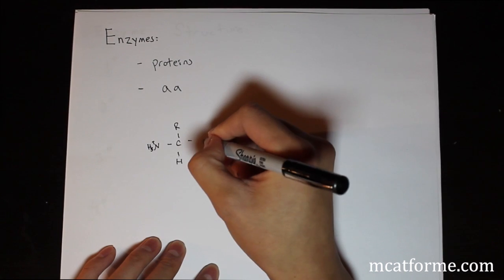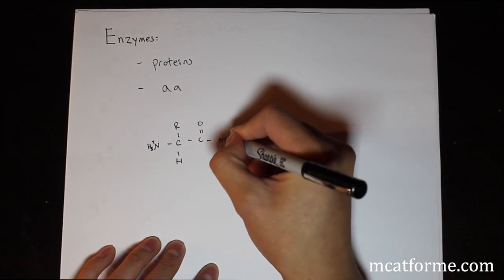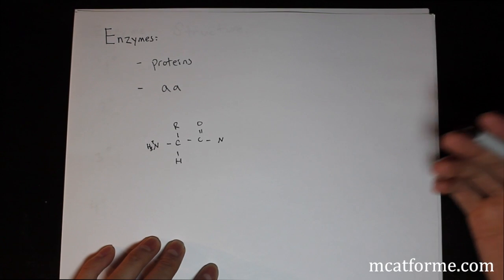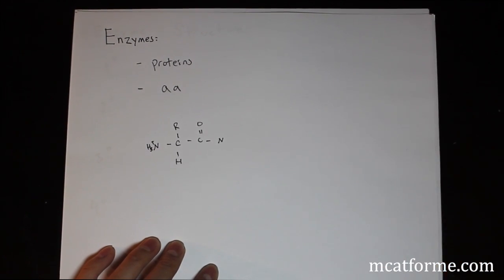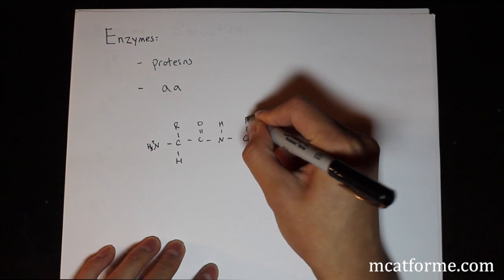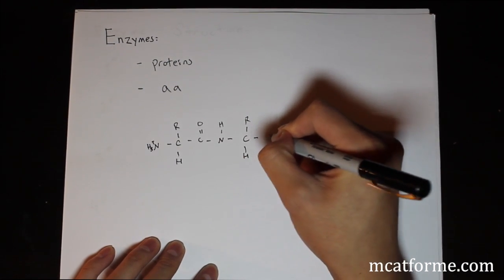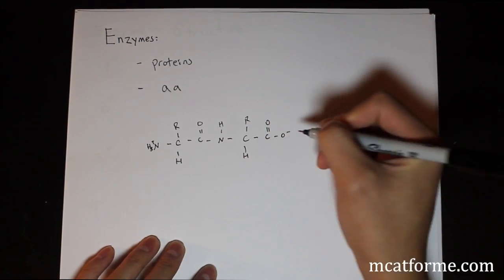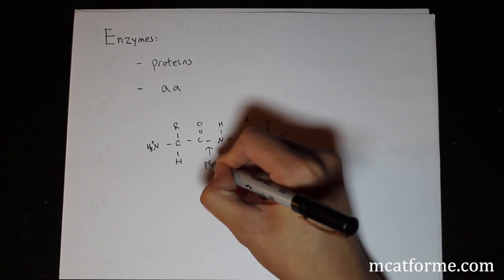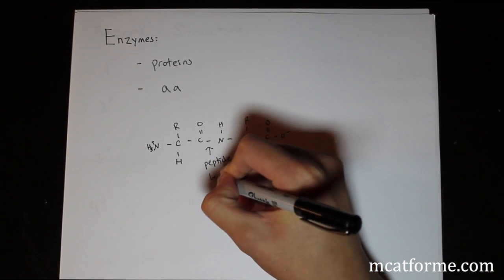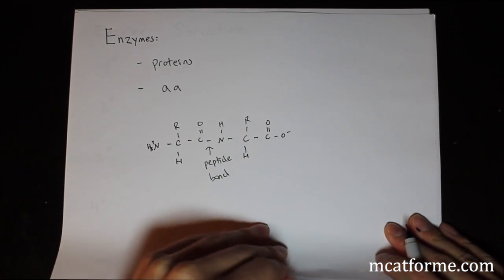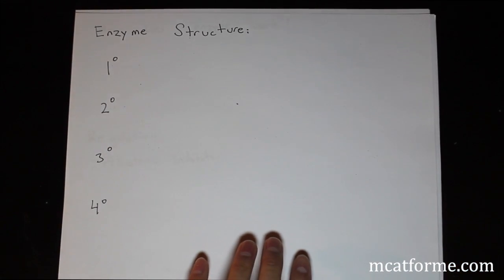These R groups can be pretty much anything you want. They can be OH, they can be an H, they can be just a CH3 group. Really, they can be a lot of different things. So this is just a basic structure of a dipeptide, and this would be our peptide bond right there. So that's all we really need to know in terms of what proteins and enzymes are exactly. Let's move on to their structure.